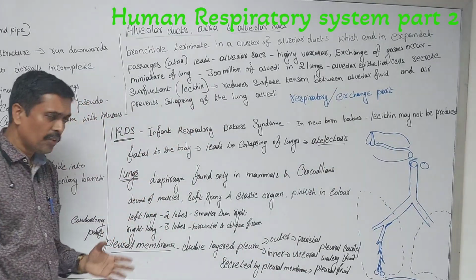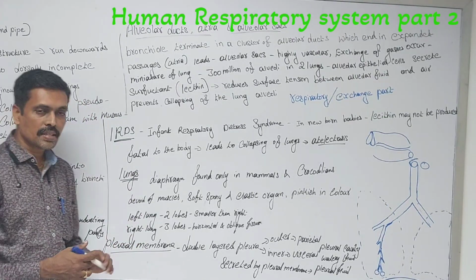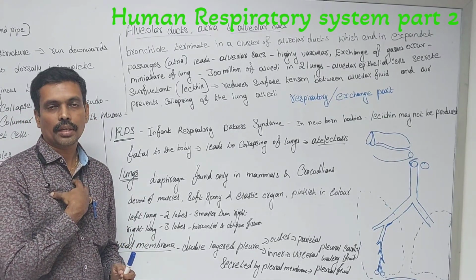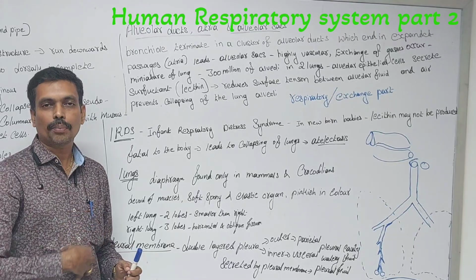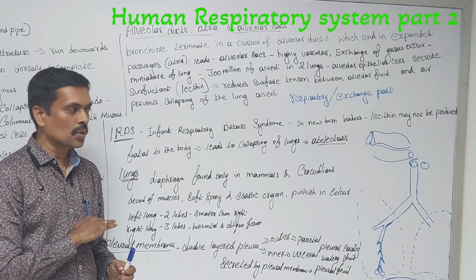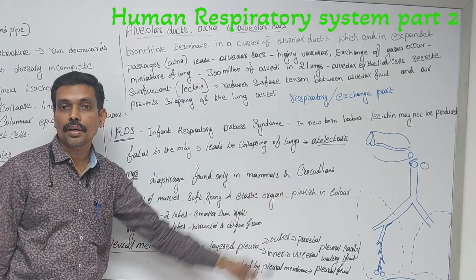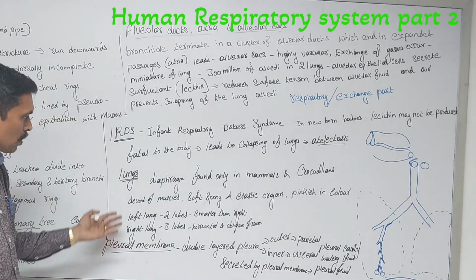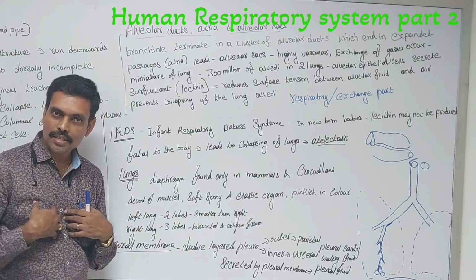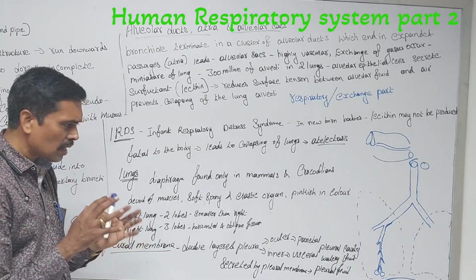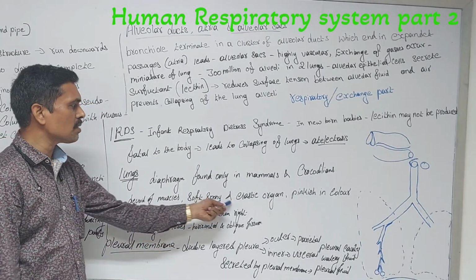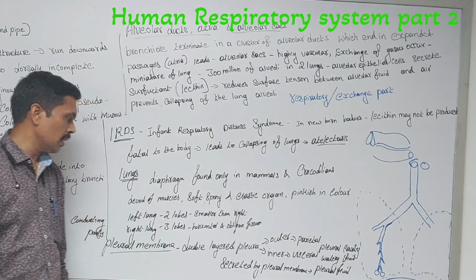Then the lungs. The lungs are present inside the thoracic cavity. In between this thoracic cavity and the abdominal cavity, there is a partition known as the diaphragm. The diaphragm is found only in mammals and crocodiles. The lungs have no muscles. They are soft, spongy, elastic organs and pinkish in color.